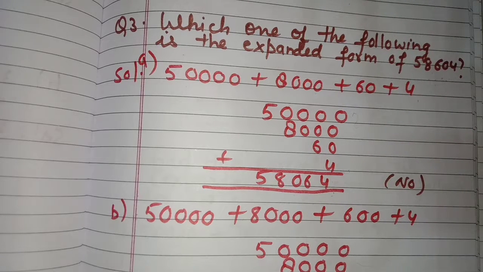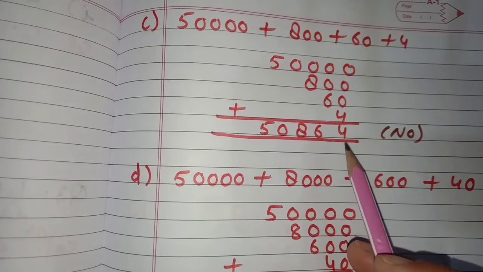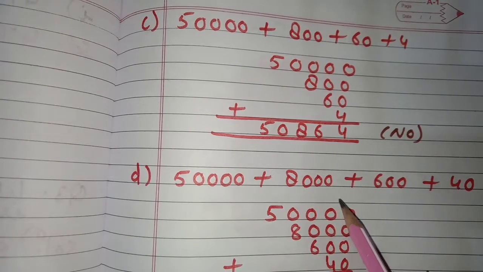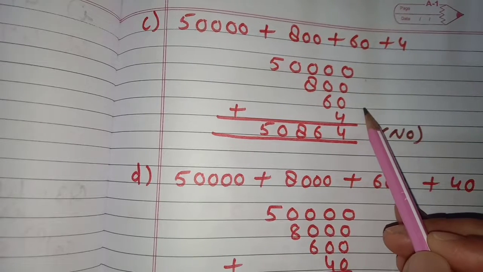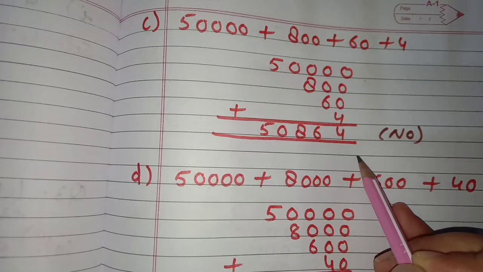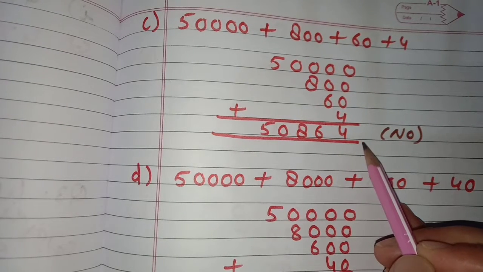Now let's see the next one also. Though we have got the correct answer, but let us check the next two parts also. So here another expanded form is given. You can write it in the column form and add it to check whether it is equal to the given value or not. So it is not equal.